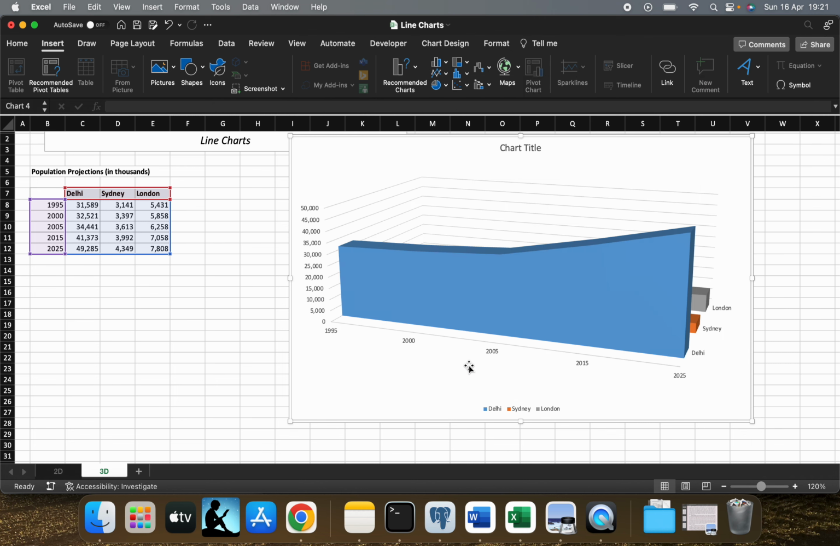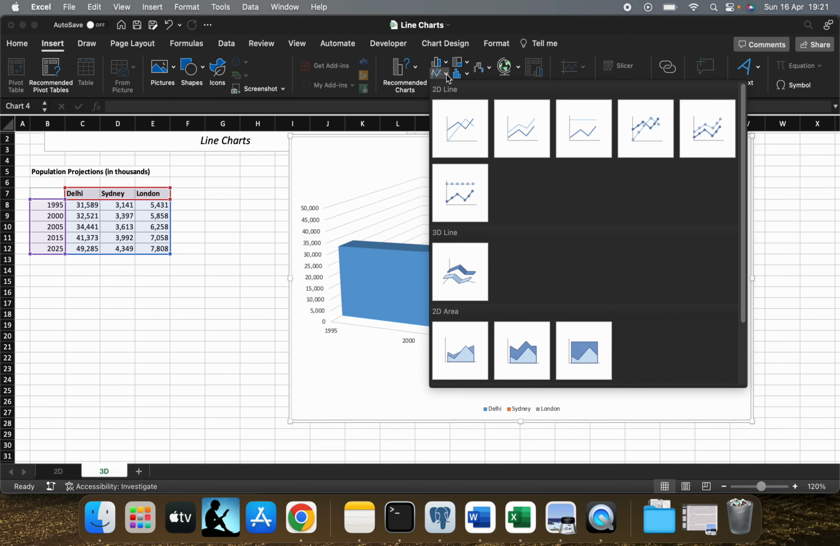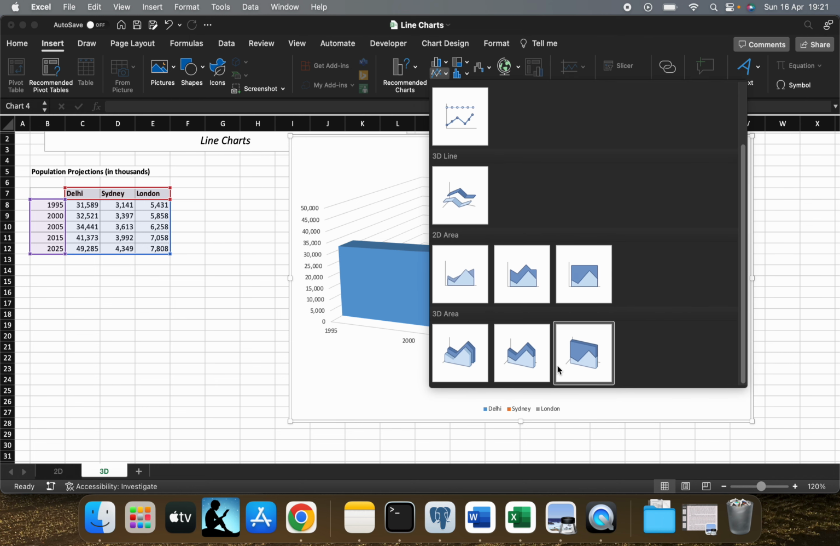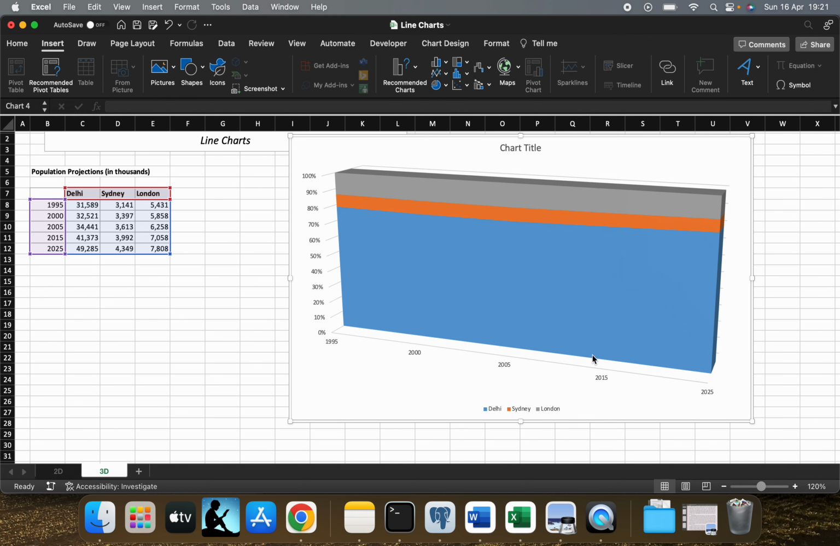Then we have the 3D area as well, where you can see how it's working. It does not make sense over here as well. But if you have the 100%, then yes, you can see how the data is working there. So yes, this is what the line chart is, and this is what the line chart is used for, continuous data. So thank you, hope you liked it.